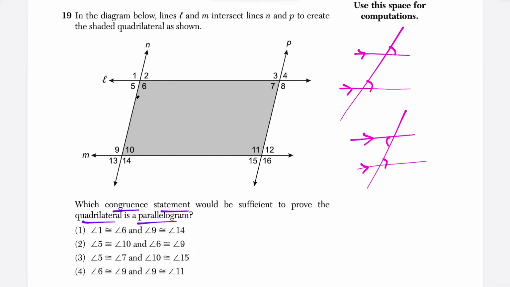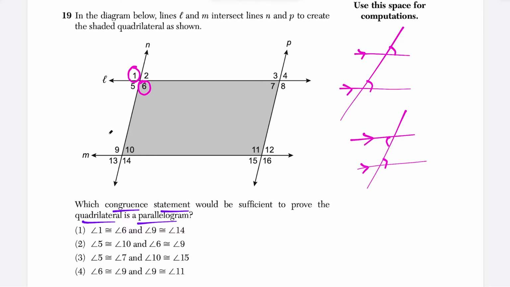So if we look, notice in choice 1, we have angle 1 is congruent to angle 6. But this is not the result of parallel lines. Notice that angle 1 and angle 6 are vertical angles. So that's not going to tell us that any pairs of lines are parallel. So this is not a good start for choice 1.